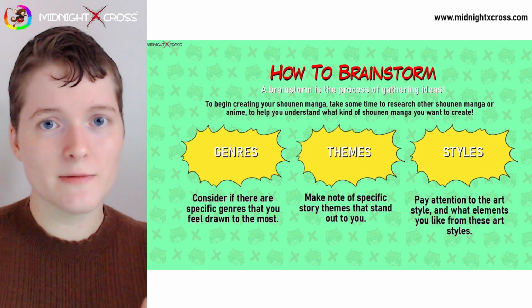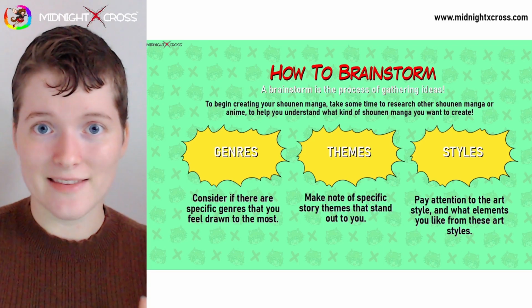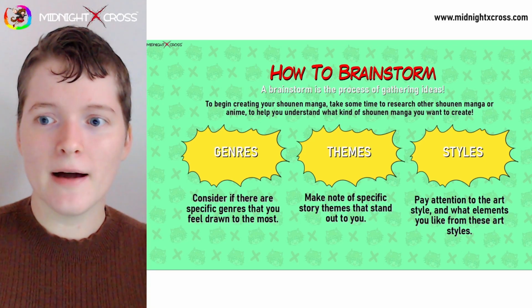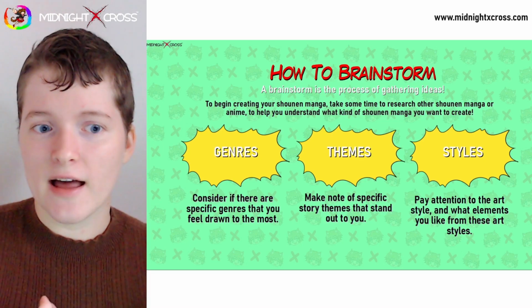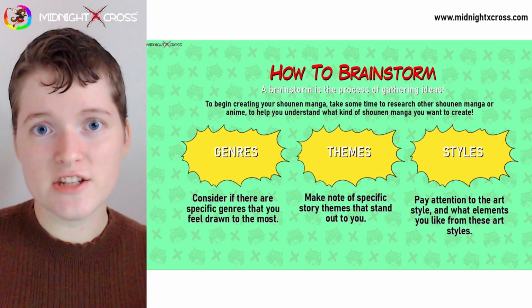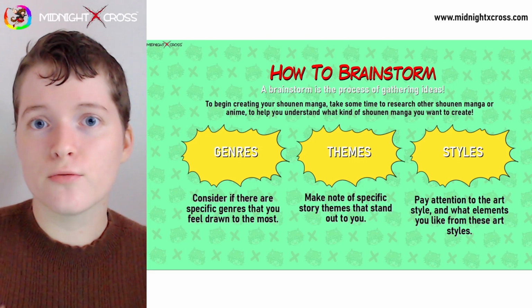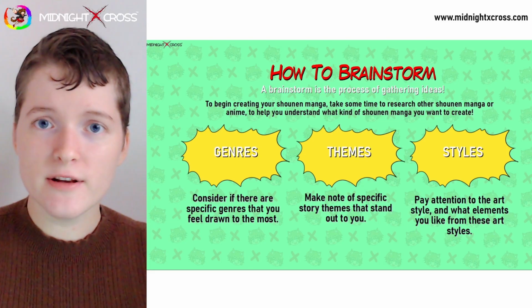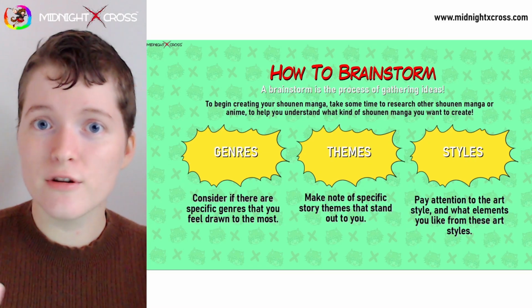And then of course you also want to pay attention to the style. Pay attention to the art style and what elements you like about these art styles. You can then think about, well, I like how the line art is drawn in this shounen manga, and I like how the eyes are drawn in this shounen manga. Pay attention to these little key features and then think about how you might be able to incorporate the features you really like in other series and put it together in a way that you can learn from and you can tell through your story.